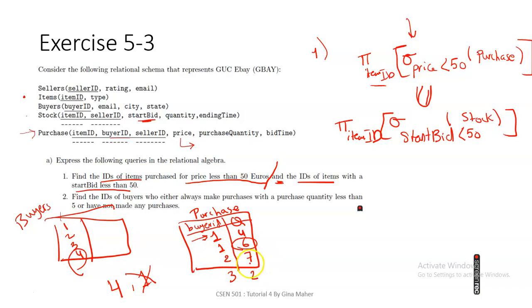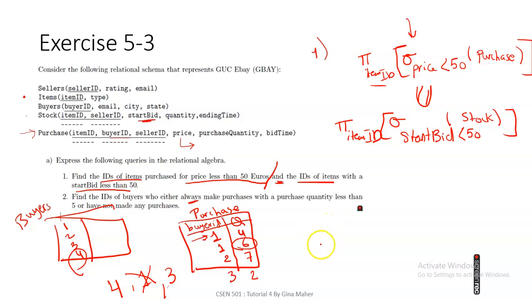2 made a purchase quantity greater than 5. 3 made a purchase quantity less than 5 and haven't made any other purchase with purchase quantity greater than 5. So the output should be 4 and 3. Okay? And we excluded the 1 because it happened that this buyer made a purchase quantity greater than 5. And the question stated that who either always make a purchase quantity less than 5 or haven't made any purchase. Let's see how we are going to express this in relational algebra.